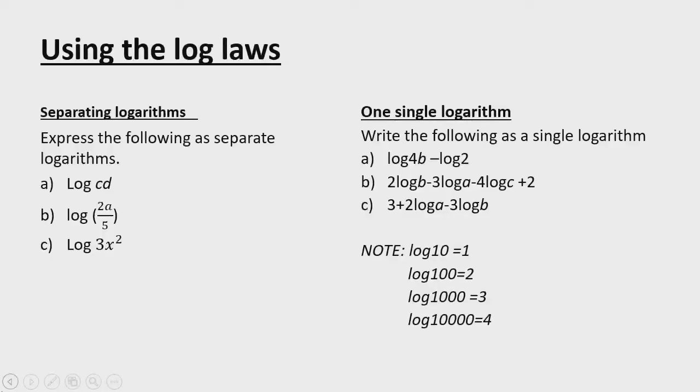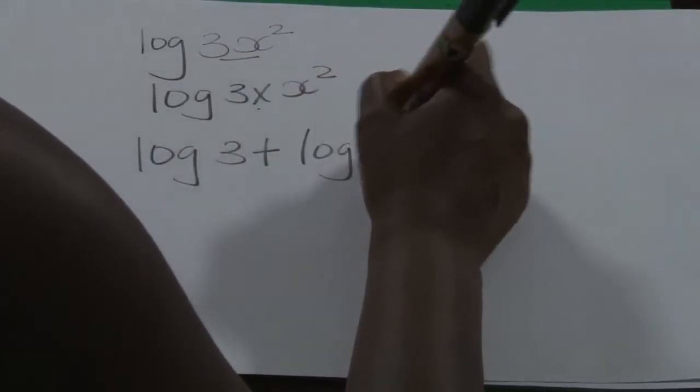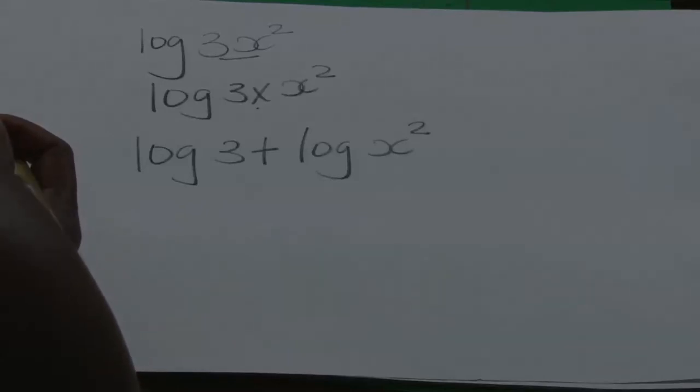Let's move on to using the logarithm laws. We use the laws to separate logs and also to write logs as single logs. We are only going to look at one example for each. Let's look at C, where it says log 3x squared. How can you separate this? This is one log, and you have to use your laws. It means log 3 times x squared, because there's a multiplication between 3 and x squared. How do we deal with multiplication of logs? By the product law, multiplication becomes addition. So this means log 3 plus log x squared. You add the two logs.